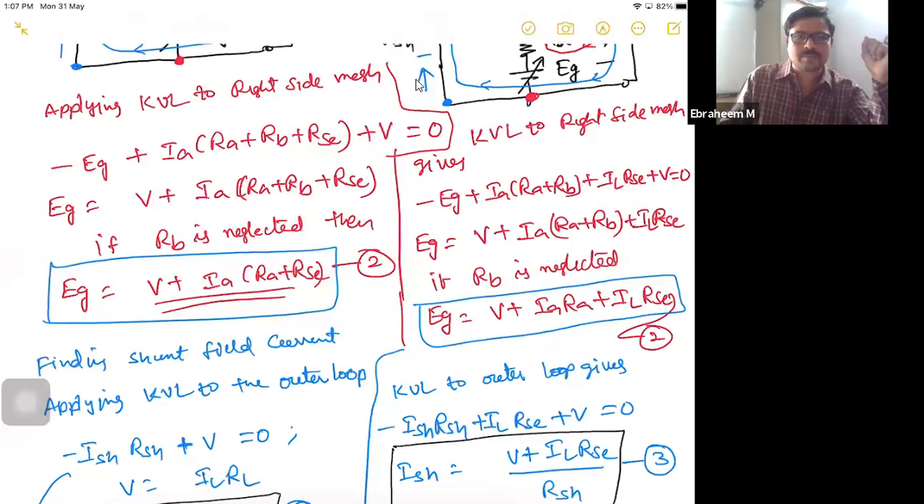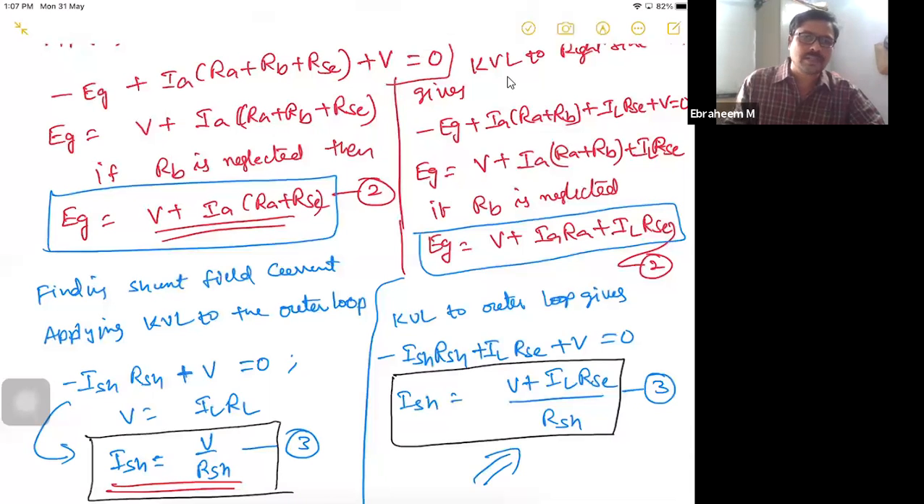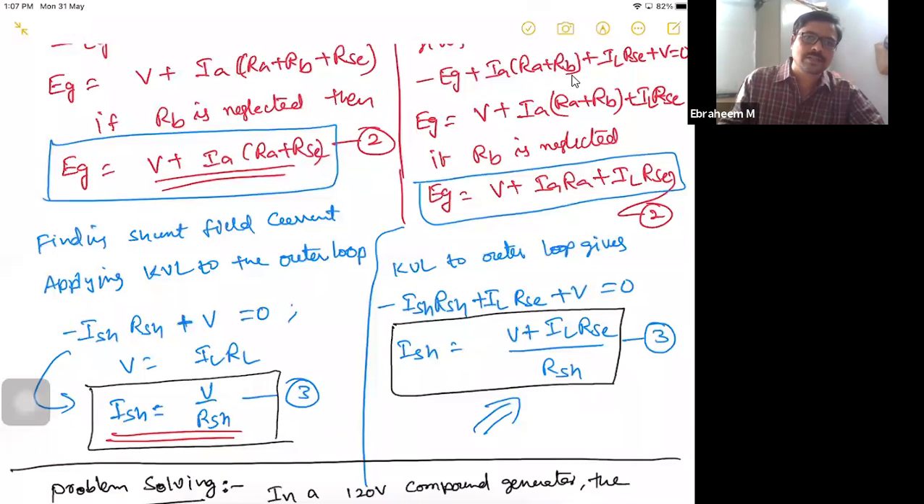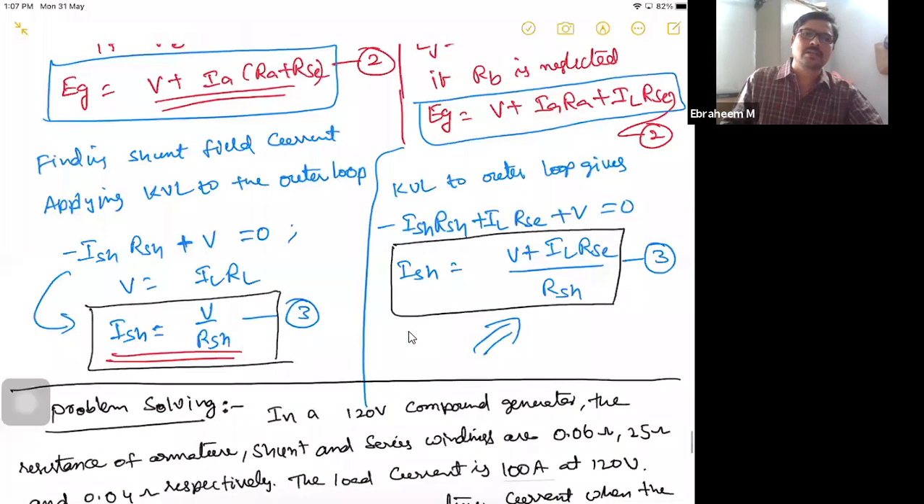In the voltage equations, you can see Eg is equal to V plus Ia into (Ra plus Rse), and similarly for the other, Eg is equal to V plus IaRa plus ILRse. I have shown you the procedure of finding the field current. You can find the field current using these two equations, respectively for the long shunt compound generator as well as the short shunt compound generator. Ish is equal to V by Rsh, and Ish is equal to (V plus ILRse) by Rsh.